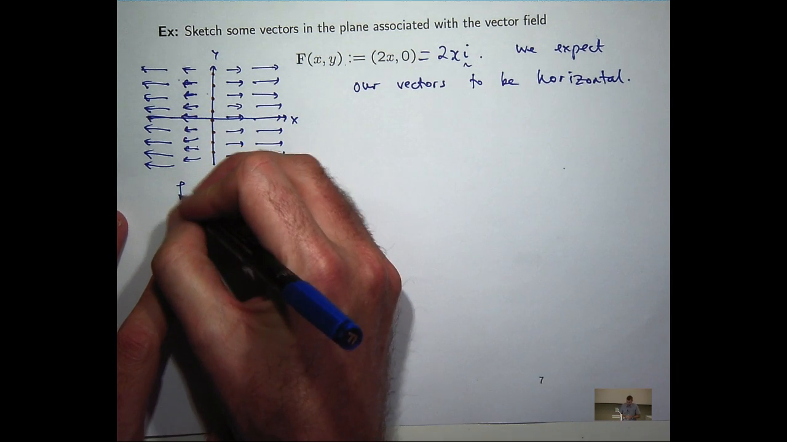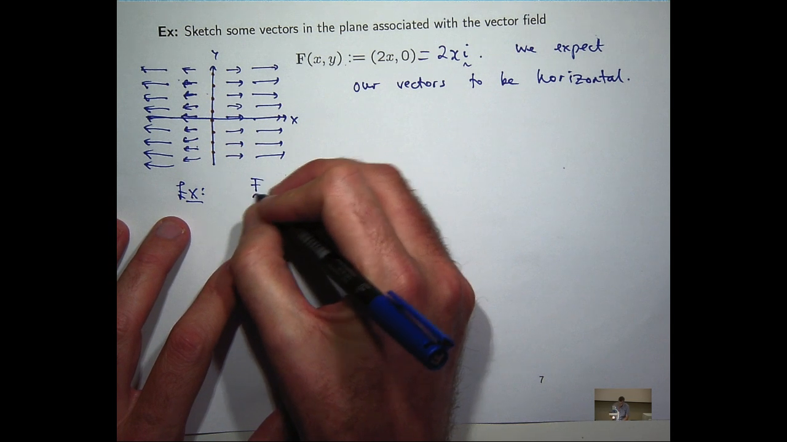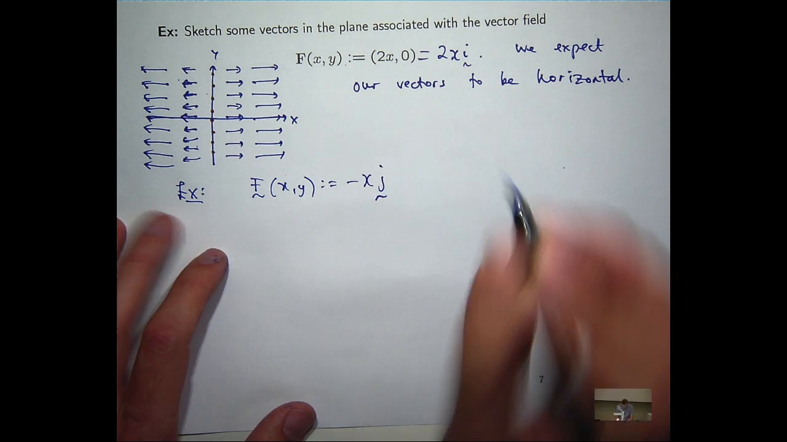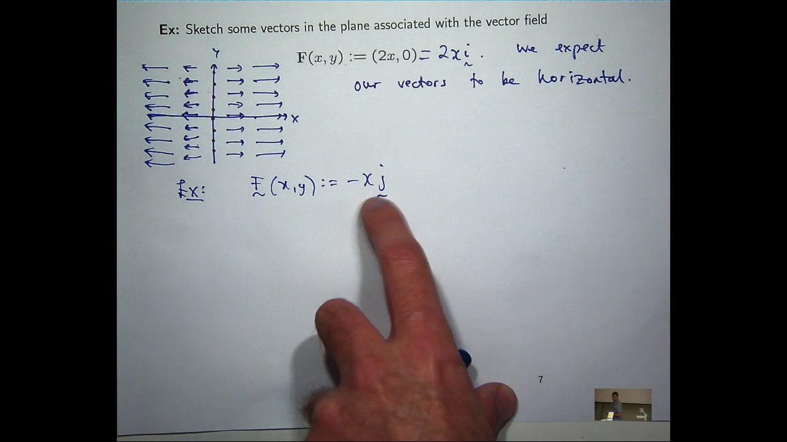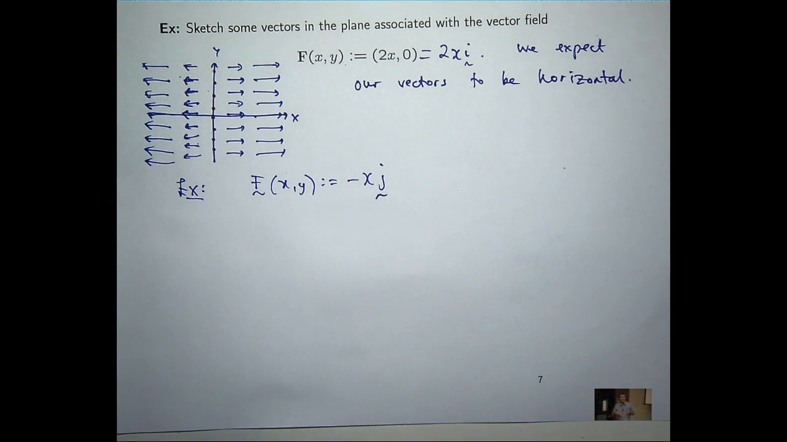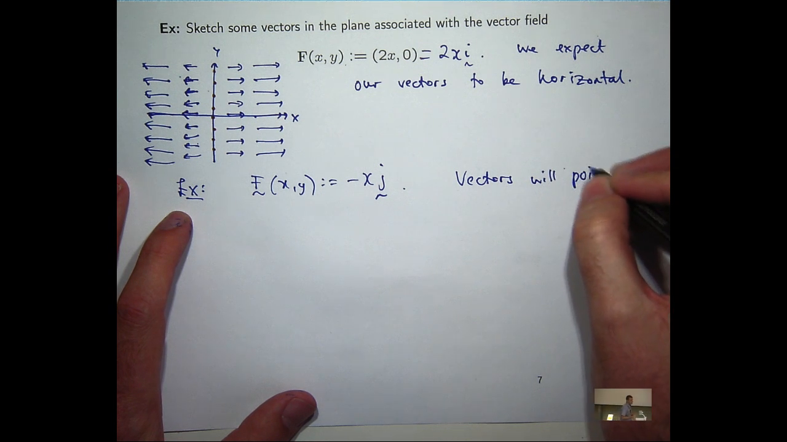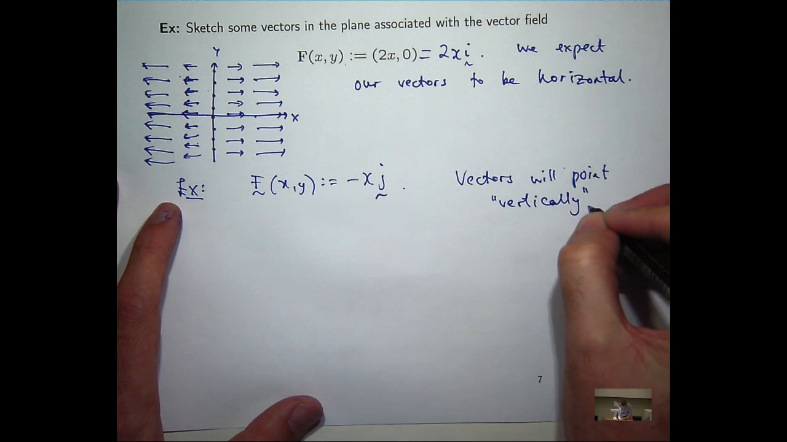Let's look at another one. I don't have this slide here, but let me write it down anyway. Say, minus xj. So this one's a little trickier. It's got a 0 function associated with the i vector, but we would expect our vectors to point vertically, right? Because there's only a j component there. Now when I say vertically, I'm being a little bit imprecise, because in this case some of them will point up and some of them will point down.